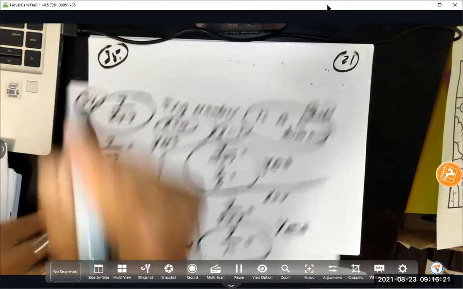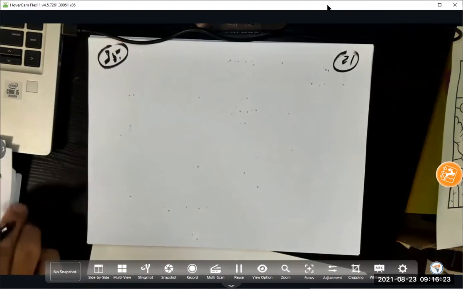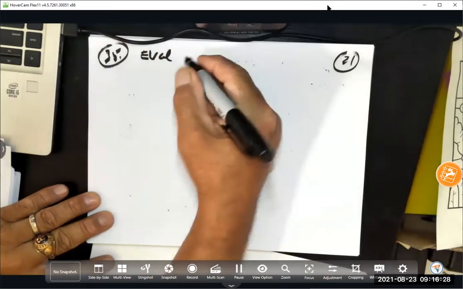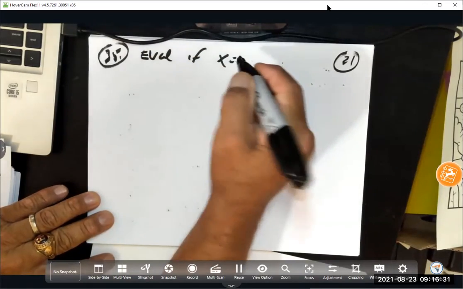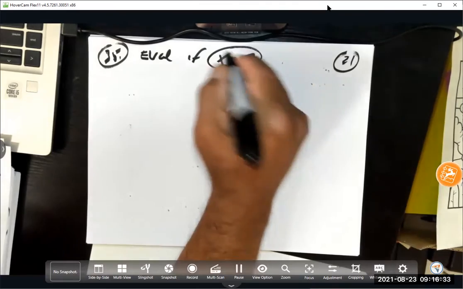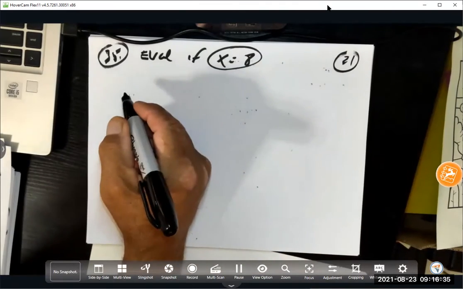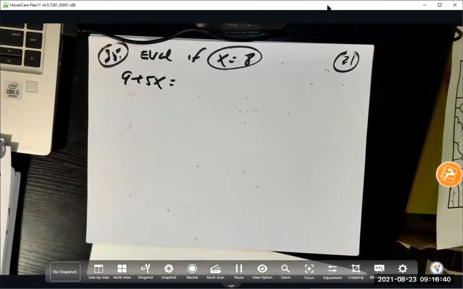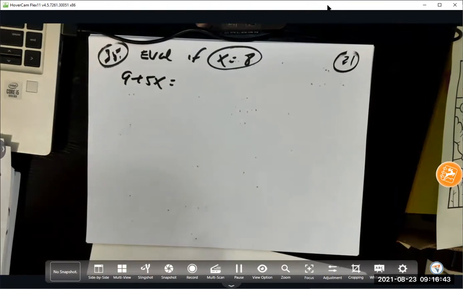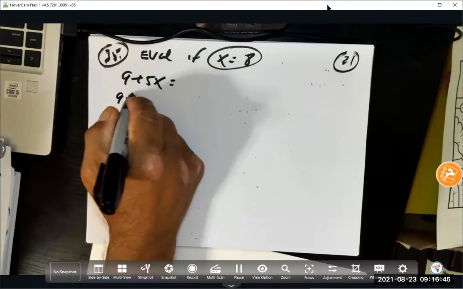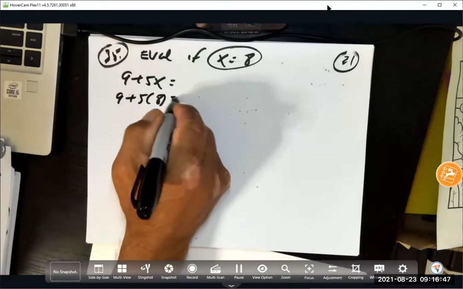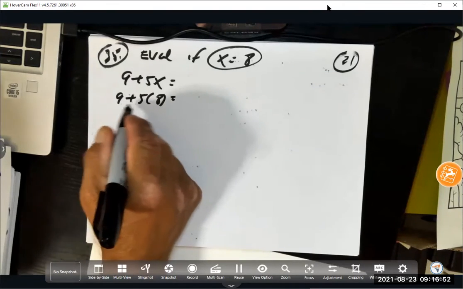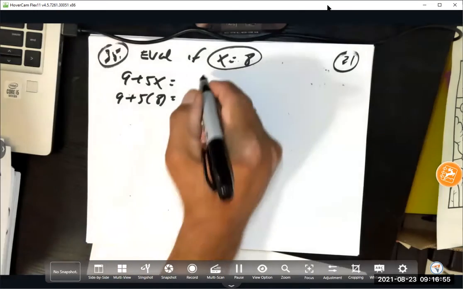35. All right, 35, it says evaluate if x is 8. So you have 9 plus 5x. That means wherever there's an x, you can replace it. So you have 5 times 8. Tell me, what's 5 times 8? Do I multiply first? Let me help you.